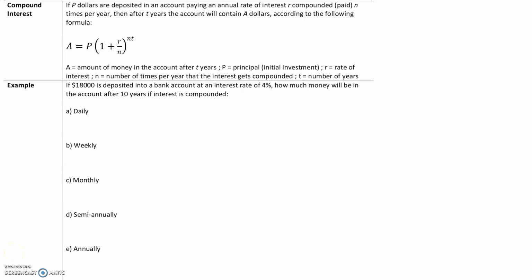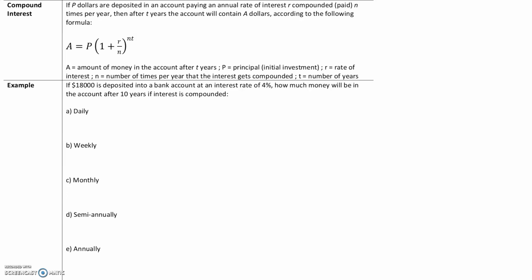In the second part of 6.1, we will talk about compound interest. If P dollars are deposited in an account paying an annual interest rate of R, compounded or paid N times per year, then after T years, the account will contain A dollars. So this is the formula: A equals P times the quantity 1 plus R over N, raised to the NT power.